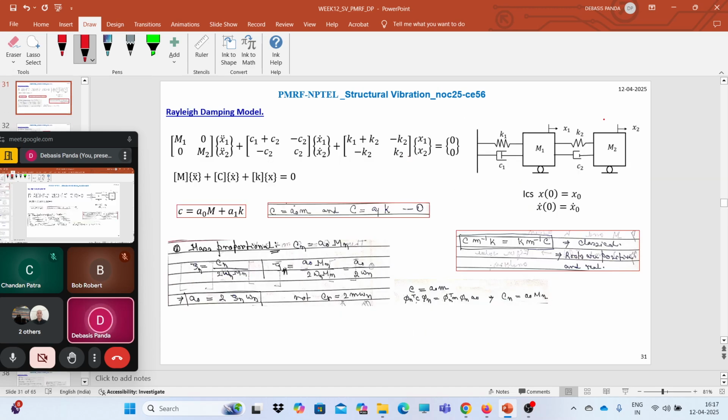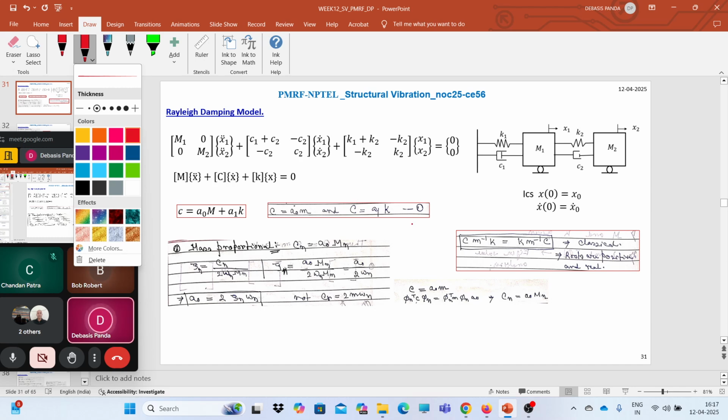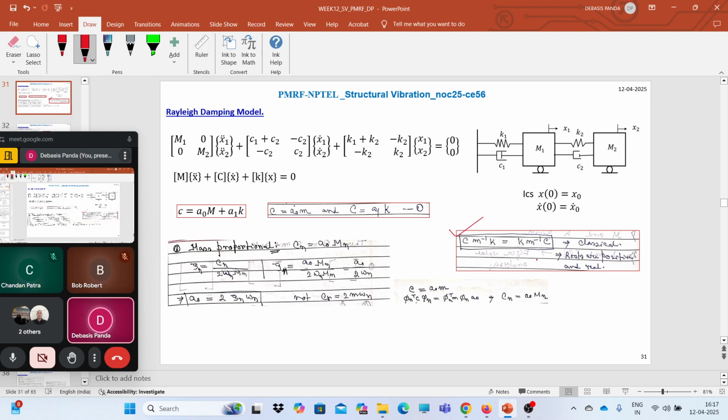So first we have this model we call the Rayleigh damping model, or the classical damping model. We already explained all this part. To use that model, this criterion has to be fulfilled: C M inverse K should equal K M inverse C. That means all roots should be positive and real. Then only we have this kind of symmetric matrix, and our formulation will be aligned with the calculations.